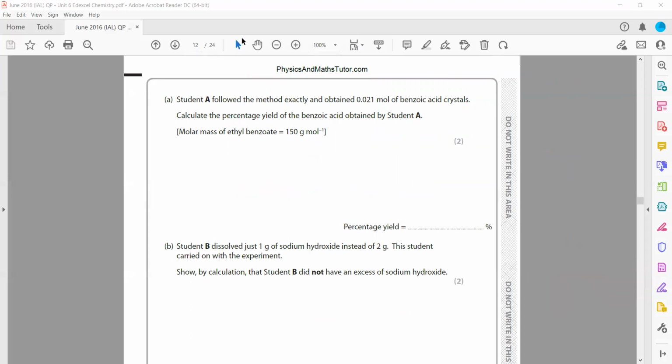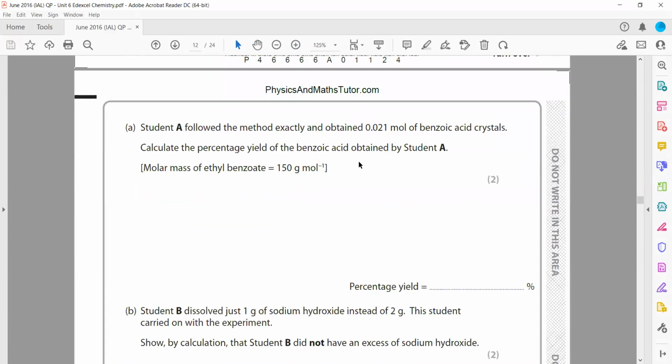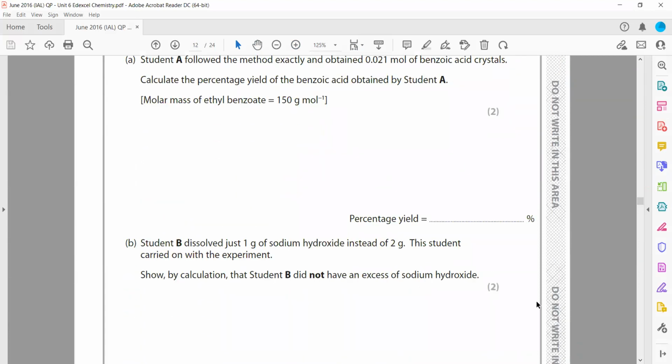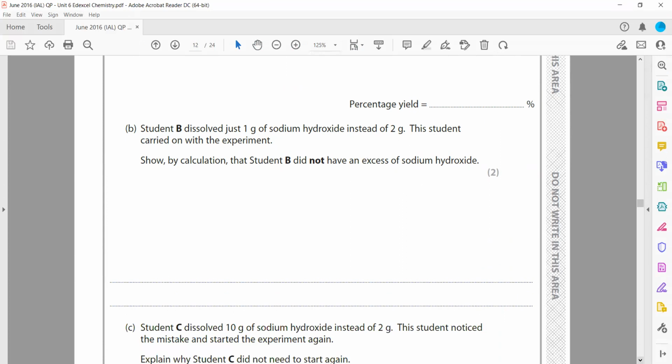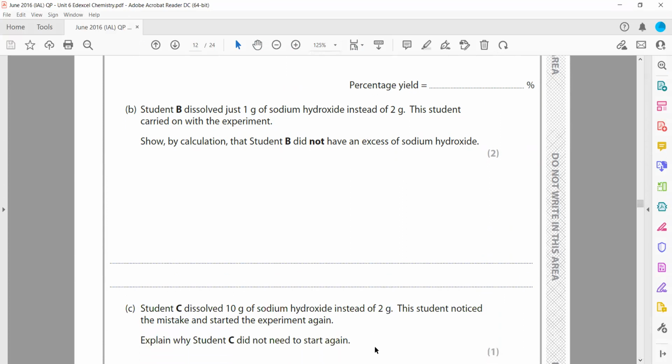The next part, student B just dissolved 1 gram of sodium hydroxide instead of 2 grams. This student carried out the experiment. Show by calculation that student B did not have an excess of sodium hydroxide. So we will use the ratio here, like the ratio of the moles, but before taking the ratio of the moles, we should get the moles of sodium hydroxide. So moles equal mass in gram divided by molar mass.